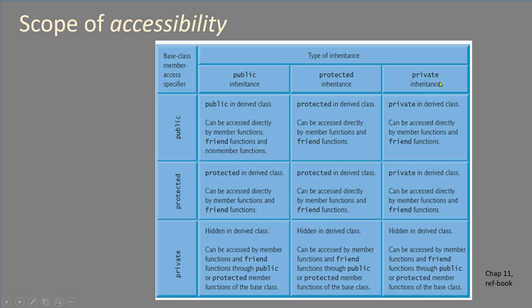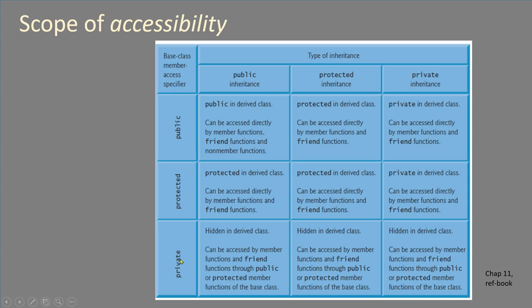And if you have inherited the derived class using private inheritance, the public members behave just like private. That means they can be accessed directly by member functions and friend functions, but not outside the class. Same is for protected members of the base class: they stay protected in the derived class if the inheritance type is protected, and if the inheritance type is private, the protected members of the base class behave just like private members of the derived class.